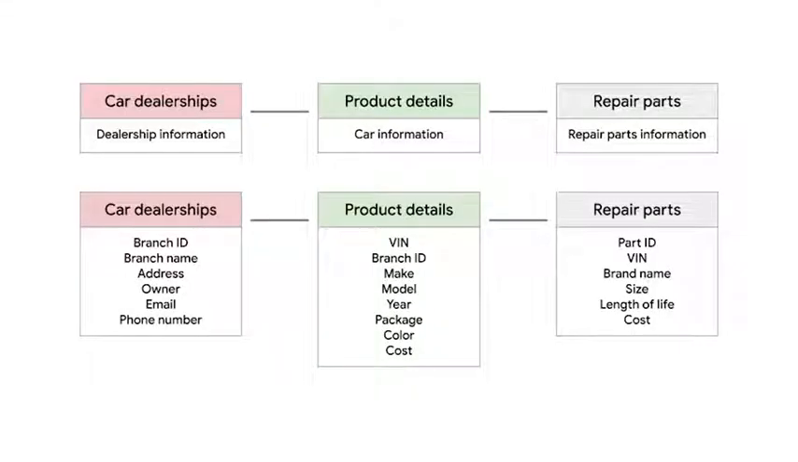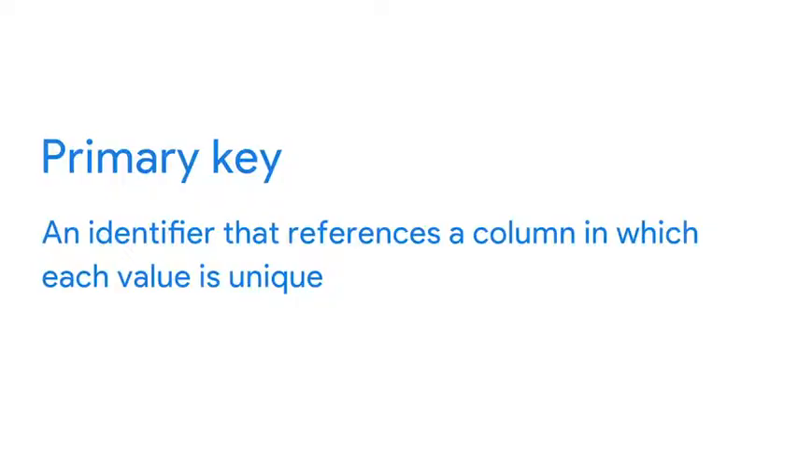For two tables to have a relationship, one or more of the same fields must exist inside both tables. For example, here, branch ID exists in this table and this one. If a field exists within both tables, we can use it to connect the tables together. Certain fields can also be referred to as a primary key. A primary key is an identifier that references a column in which each value is unique.